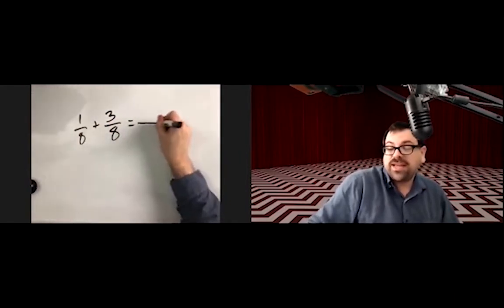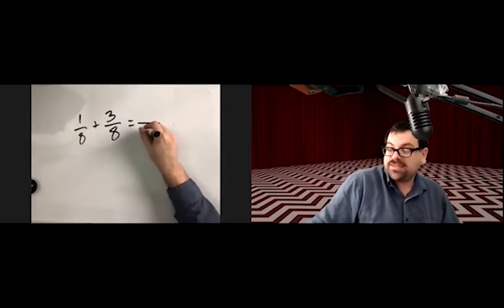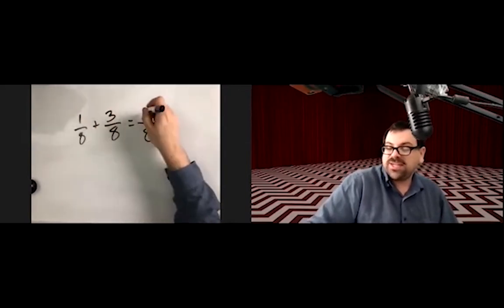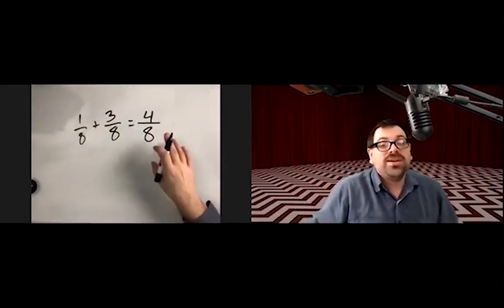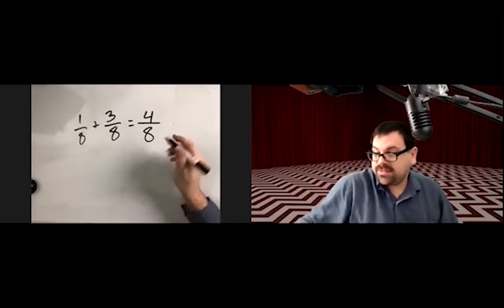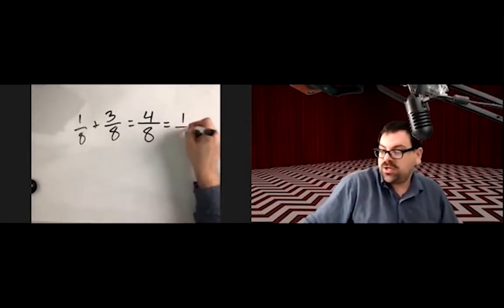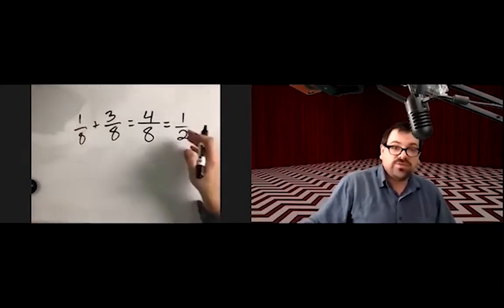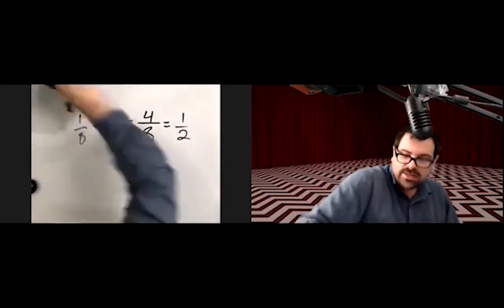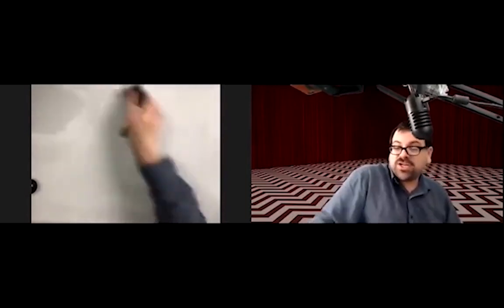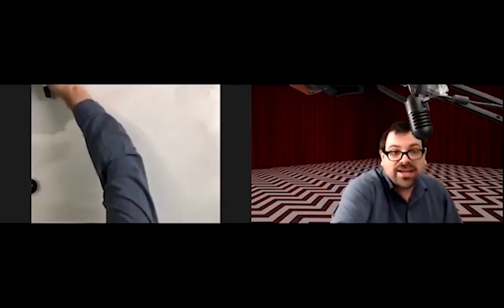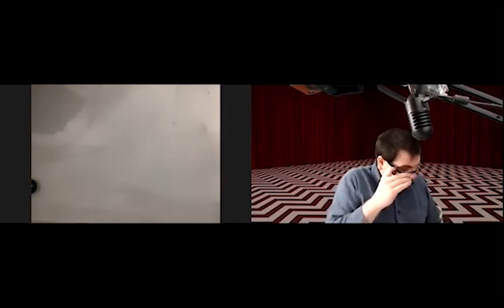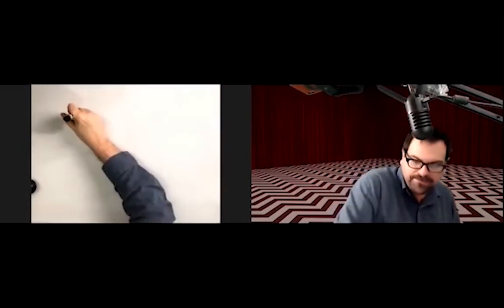1/8 plus 3/8. Again, it's eighths. 1 plus 3 is 4. We wouldn't leave it 4/8. This would reduce to 1/2. So we have to remember to reduce our fraction at the end. When we do expressions, that'll be simplifying, factoring, and seeing what cancels at the end. Okay.